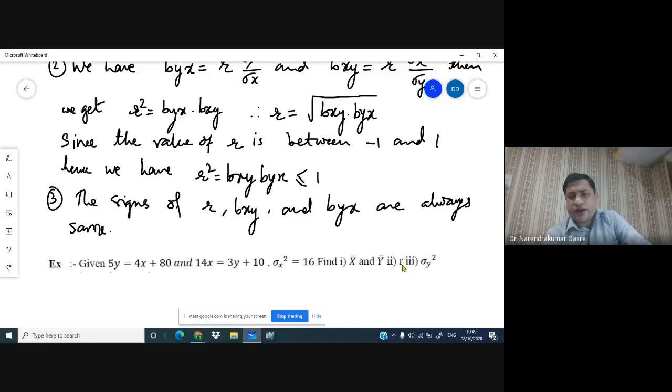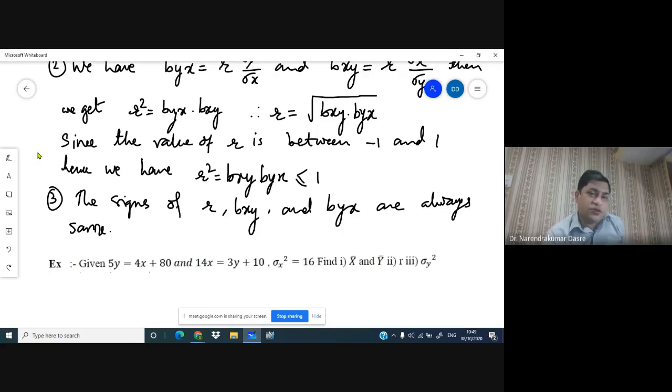Now we are able to get the r from this formula. We are able to get this using any one of these two formulas. Now how to get x bar and y bar? If you remember the equation of line, the equation of line of regression of y on x or x on y, that contains x bar and y bar.